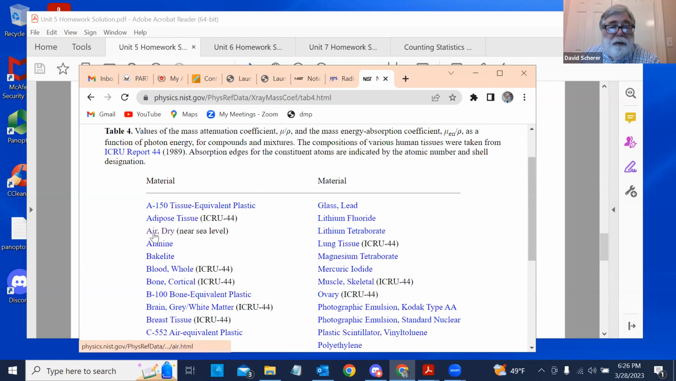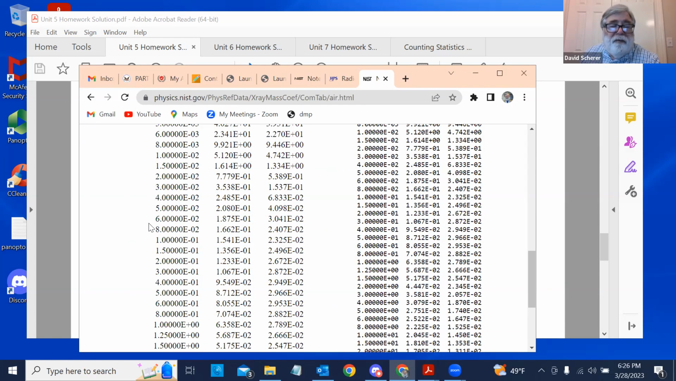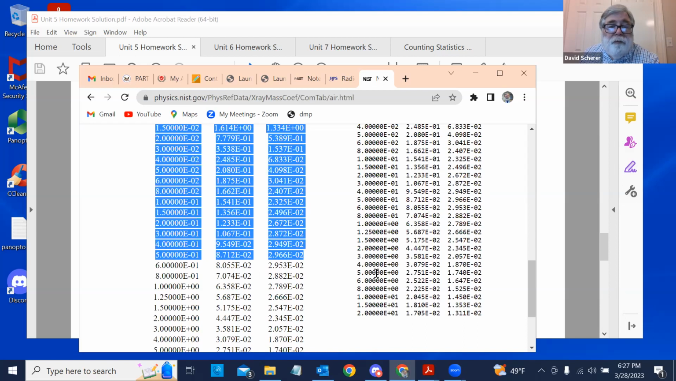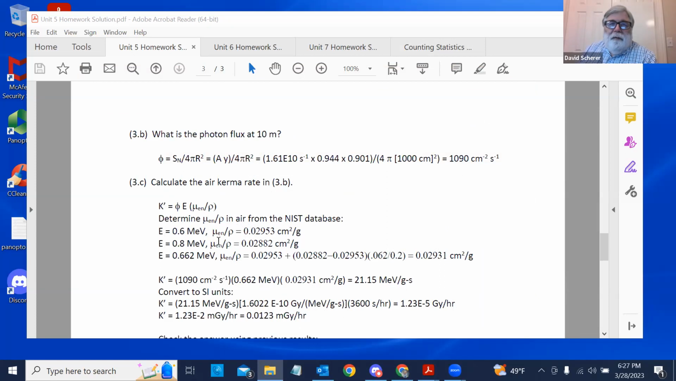So I went to air. And so we have an energy of 662 keV, 0.662 MeV. So I took the value for 0.6 and the value for 0.8, and I interpolated between them. It's probably close enough to just use the average between 0.6 and 0.8. That would be 0.7. But I did it.